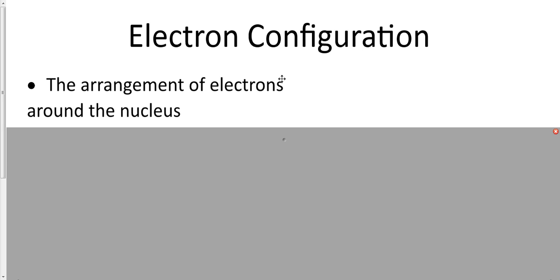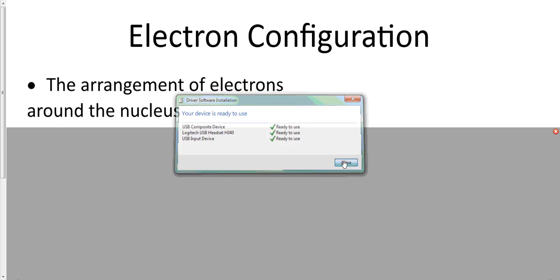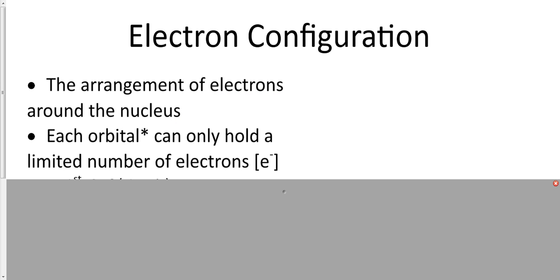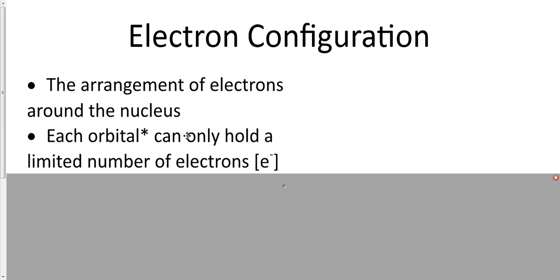But it turns out it's different than Rutherford's model, where the electrons could just be anywhere around the nucleus as long as they are orbiting it. Bohr said they had to be on specific orbitals, and it turns out that there's certain patterns there that we're going to follow. It turns out that each orbital can only hold a limited number of electrons.